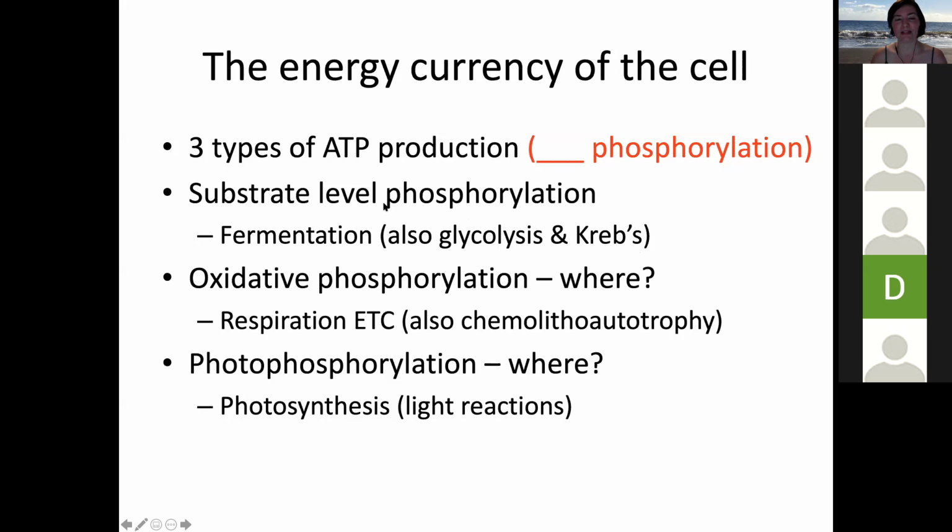And what this means is just a fancy way of saying they do it in one chemical step. You have a molecule, it's got some energy in it, and you use that energy to make some ATP in one step. Oxidative phosphorylation is that hugely complicated thing that happens in the electron transport chain.